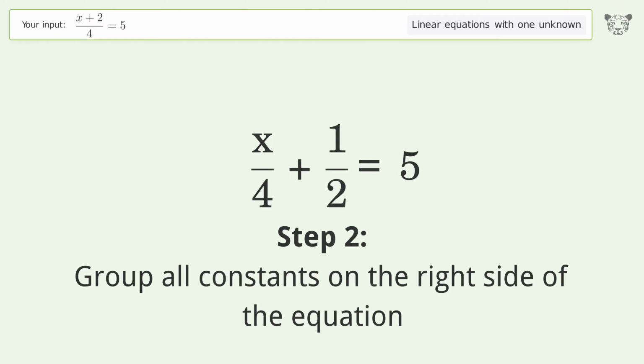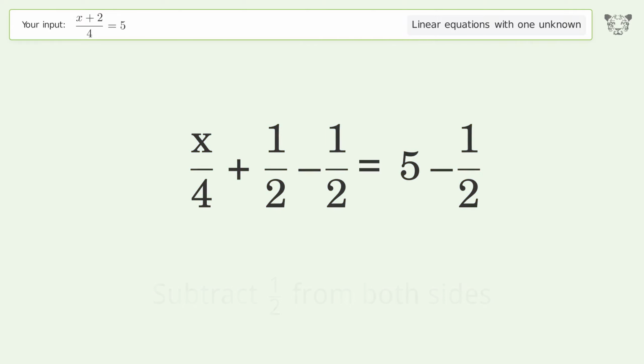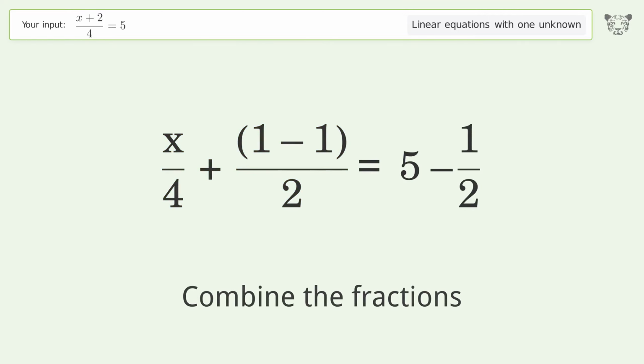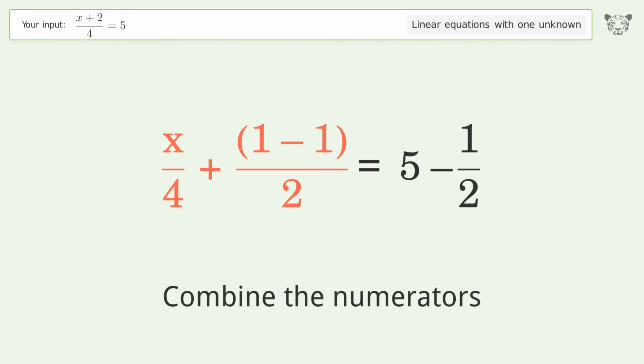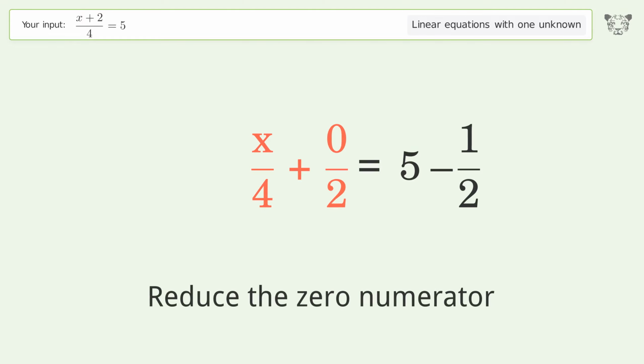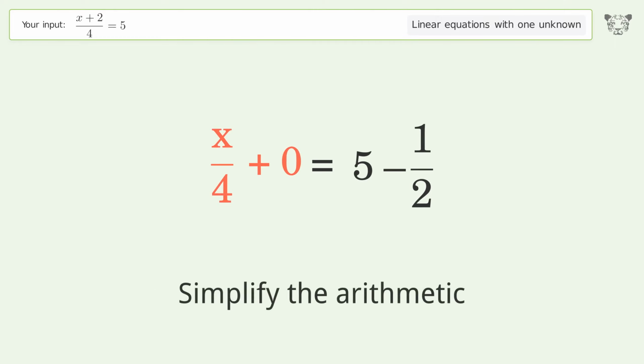Group all constants on the right side of the equation. Subtract 1/2 from both sides. Combine the fractions. Combine the numerators. Reduce the zero numerator. Simplify the arithmetic.